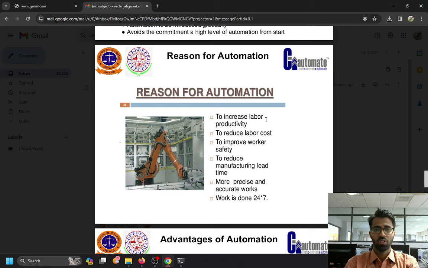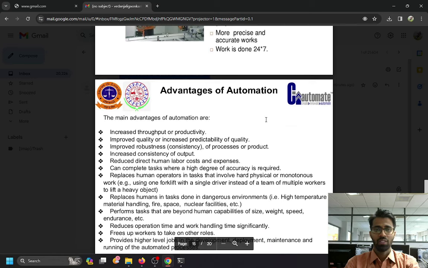Reasons for automation: to increase labor productivity, to reduce labor cost, to improve worker safety, to reduce manufacturing lead time, more precise and accurate work. Work is done 24/7.